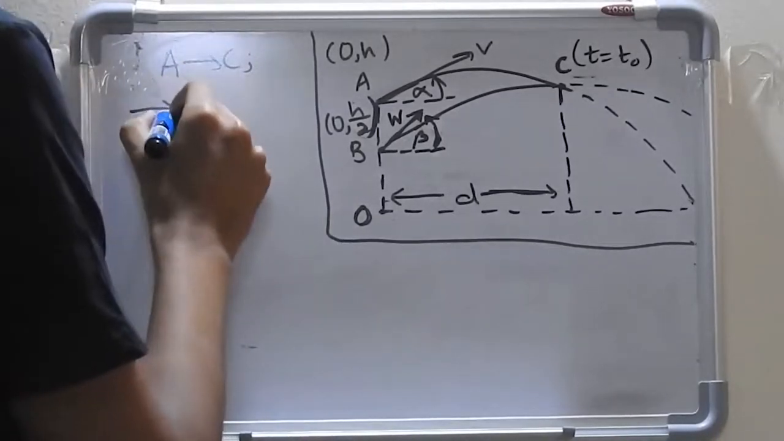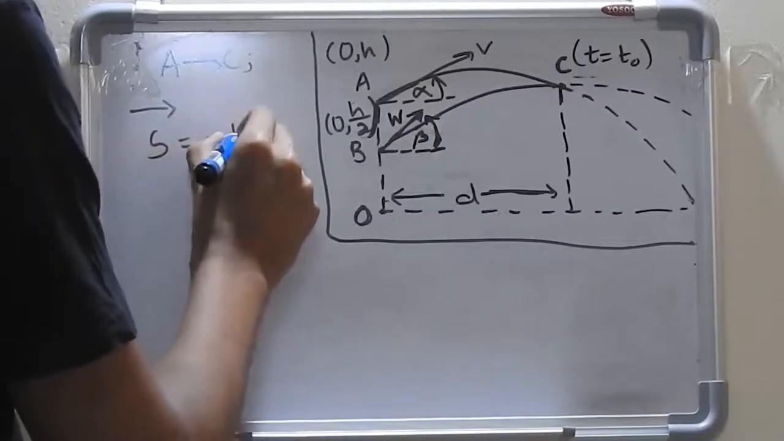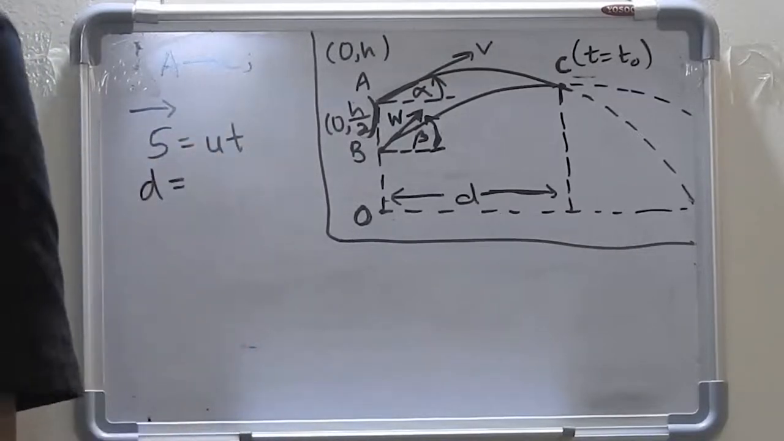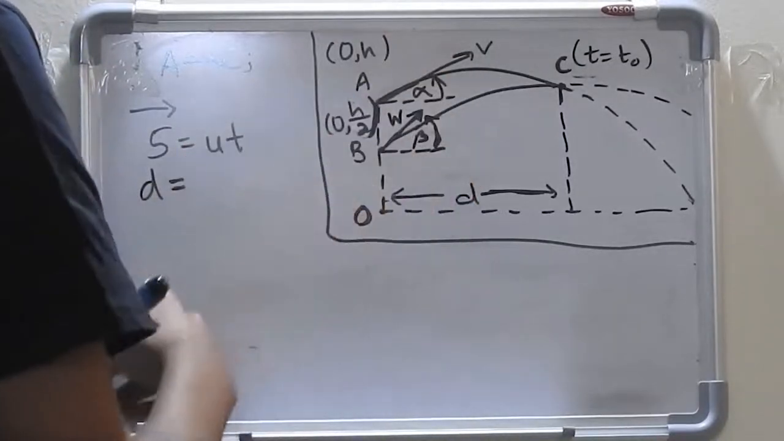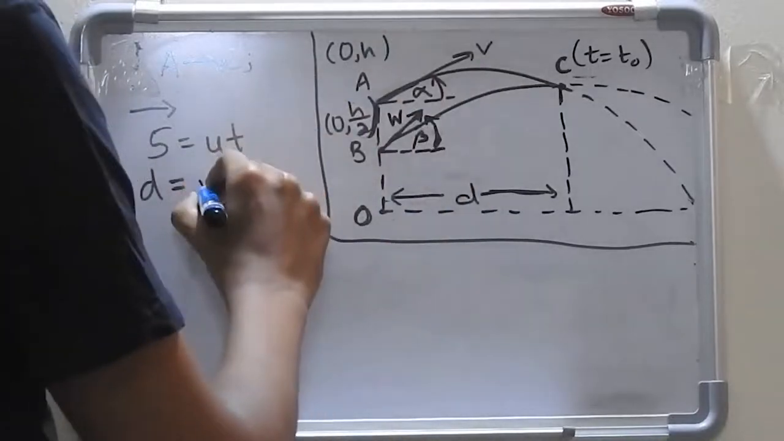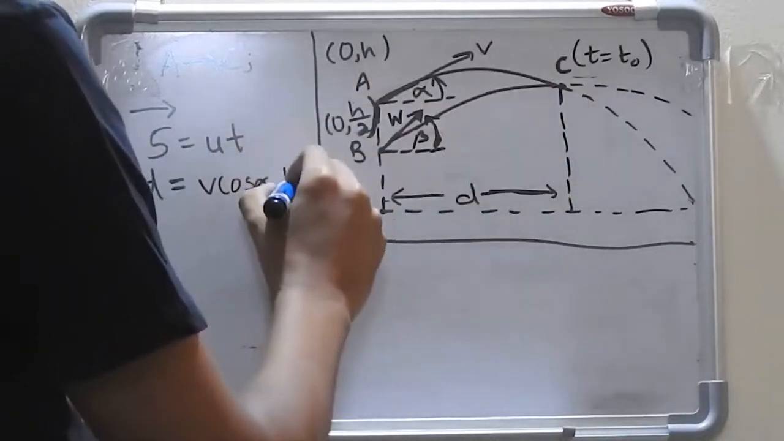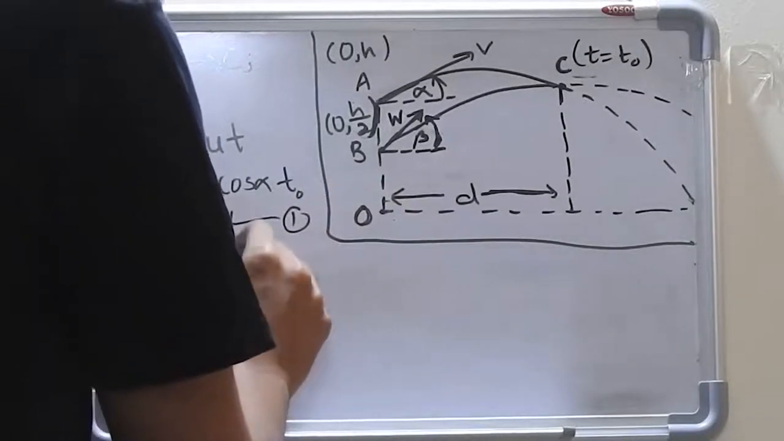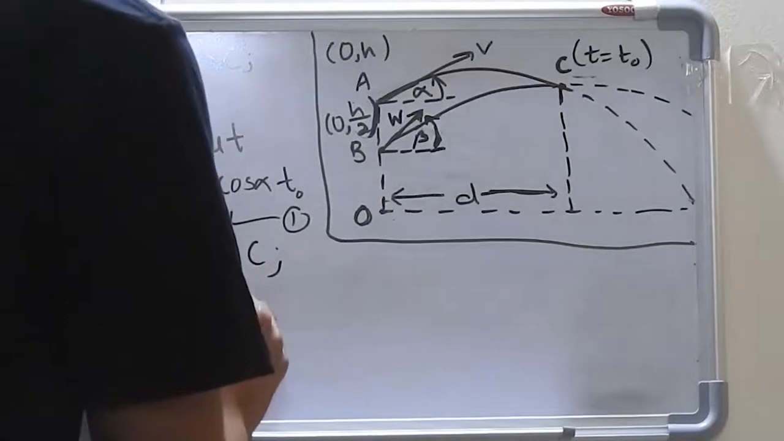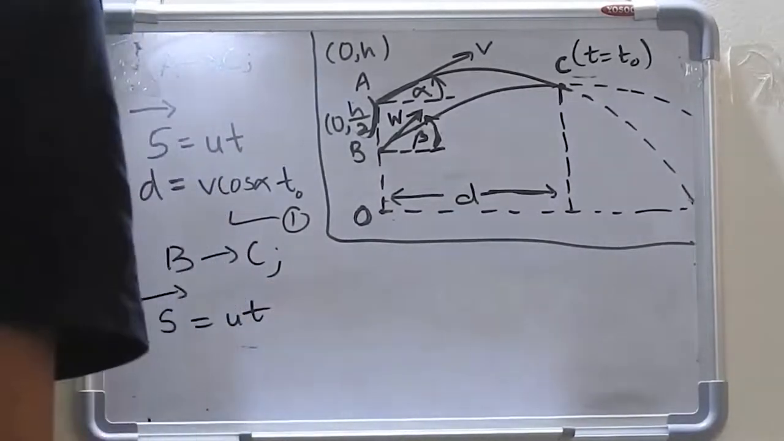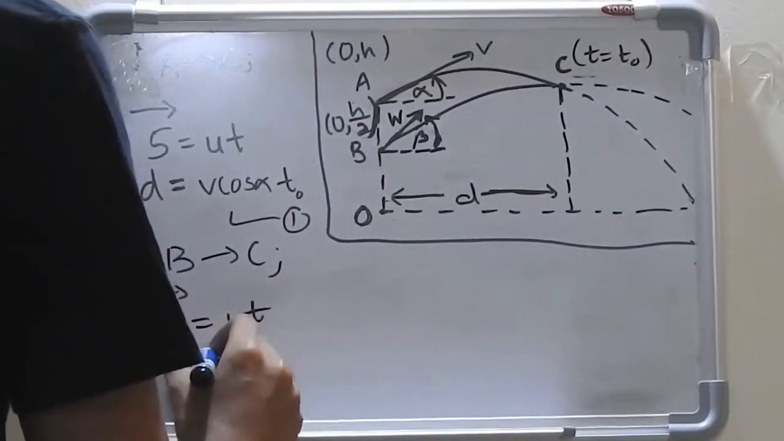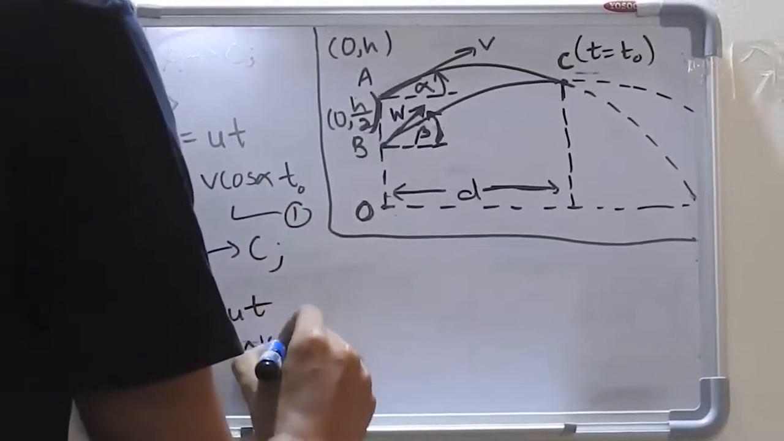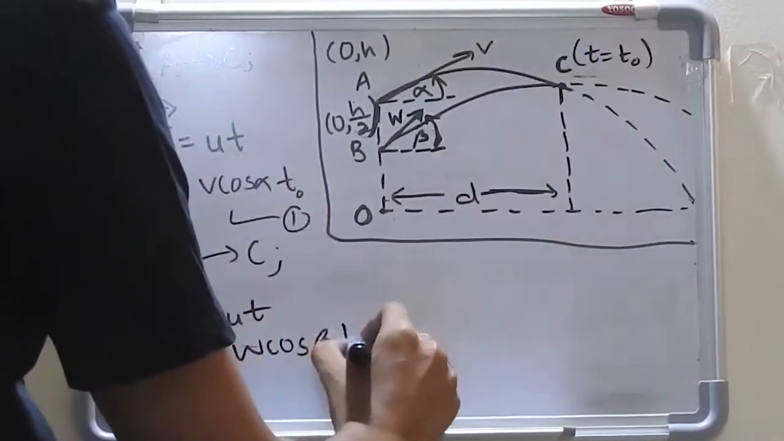We can take the horizontal s equals ut. So the horizontal distance for particle P is d, as given in the question, and the initial horizontal velocity is v cos alpha. Time taken we have taken as t naught. That's our first equation. So for particle Q we can take from B to C. Again s equals ut in the horizontal. Again the horizontal distance is also d, and the initial horizontal velocity is w cos beta. The time taken is t naught.